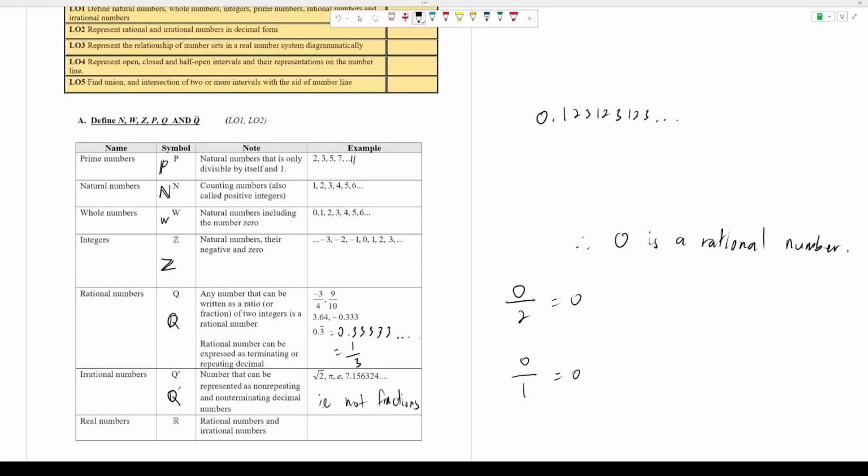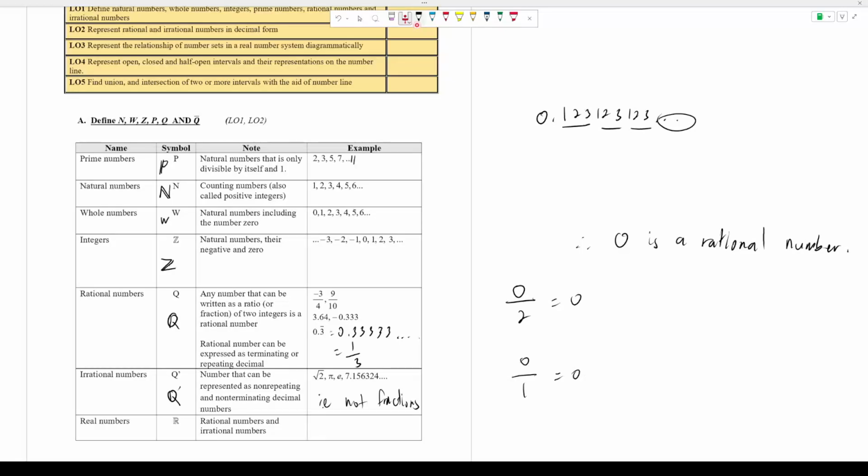So for example, 0.123 repeating, is it a rational number or an irrational number? It is a rational number because it repeats 1, 2, 3, 1, 2, 3, 1, 2, 3. Although it doesn't stop, it doesn't terminate, since the numbers are repeating, this means that this is a rational number, or you can just write as Q, rational number. A rational number can be expressed as a terminating or repeating decimal. So that's the main difference between rational and irrational numbers.